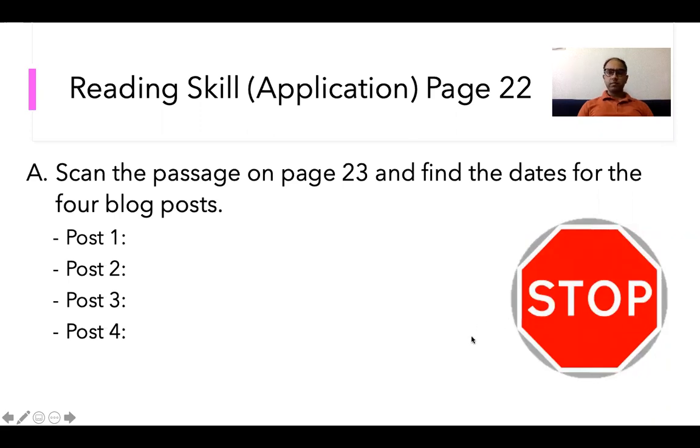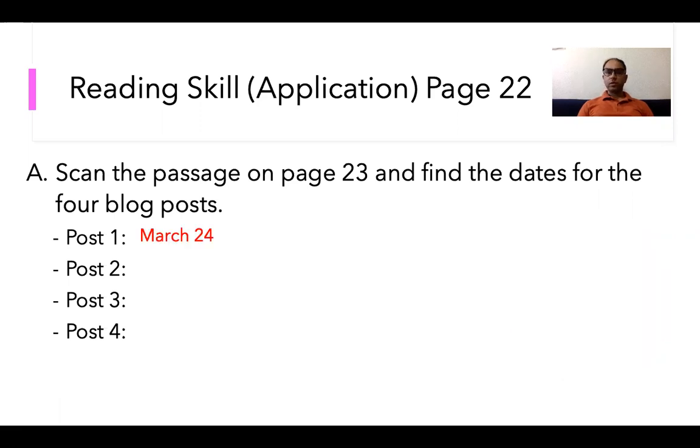Good job. Possibly you have finished the scanning exercise now. Let's quickly see post 1. Which date was it posted? It says it's posted on March 24 by Julian, right? Similarly, post 2 says March 27 by Juliana. Post 3 was posted on April 4 by Juliana. Similarly, post 4 is posted on April 6 by Juliana. So that's how you do it. You don't read everything, you just read the basic things.